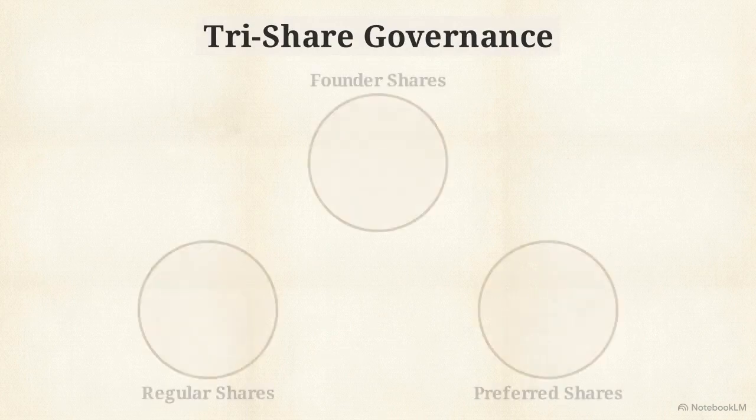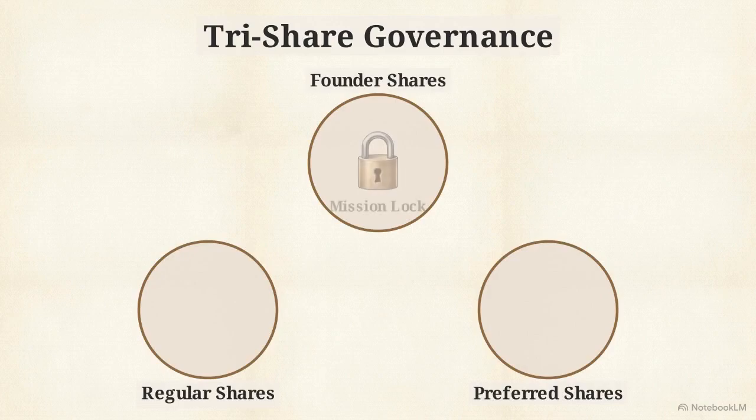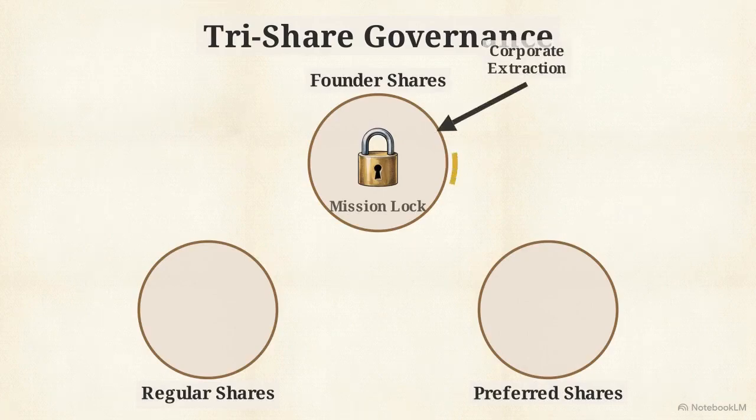It relies on 3 balanced nodes. The first node consists of founder shares. Their function is mission lock. They hold veto power to prevent a parent from abandoning the protected open source model or converting into an extractive company. The second node consists of preferred shares.